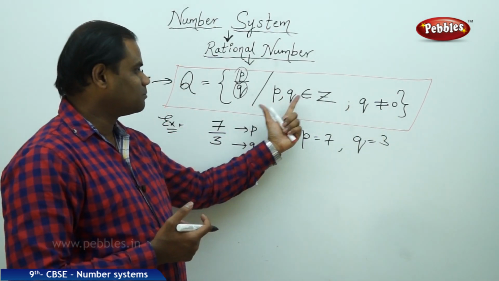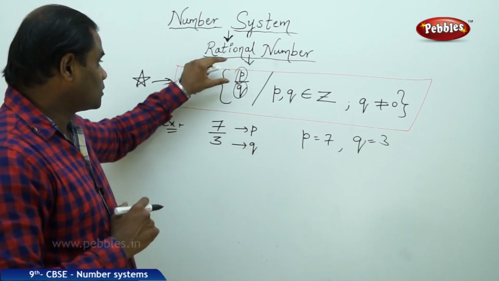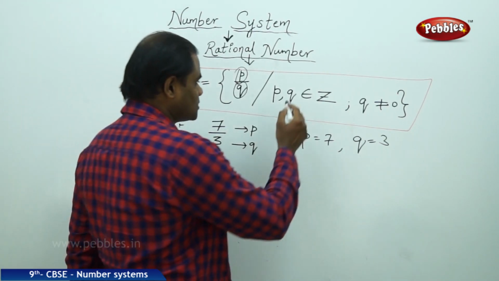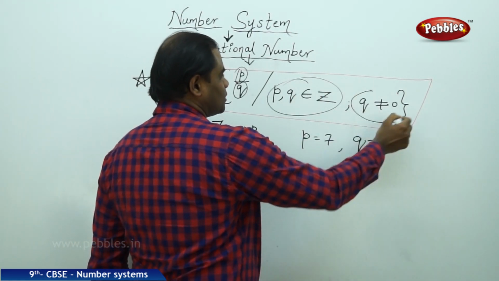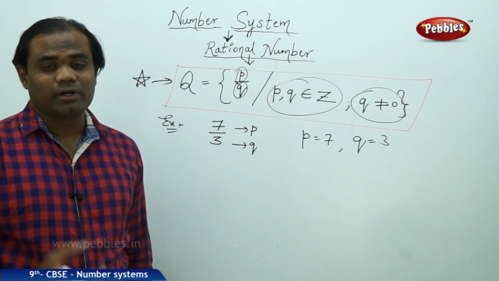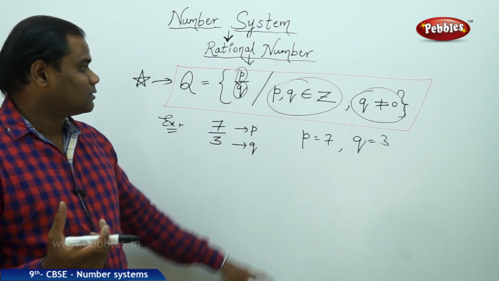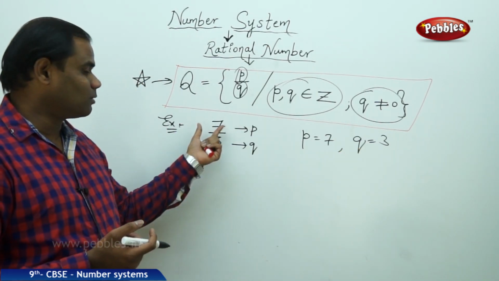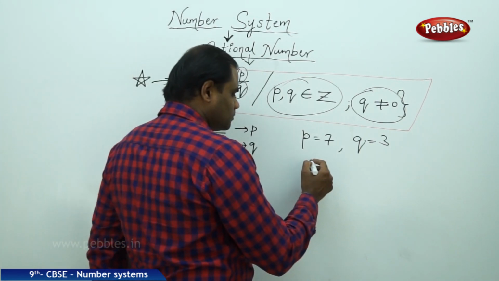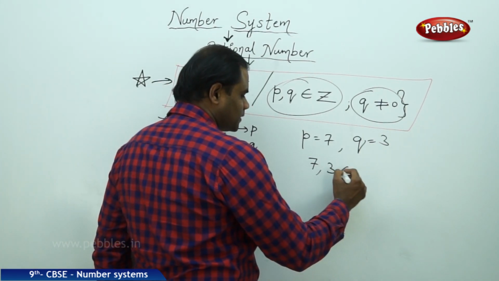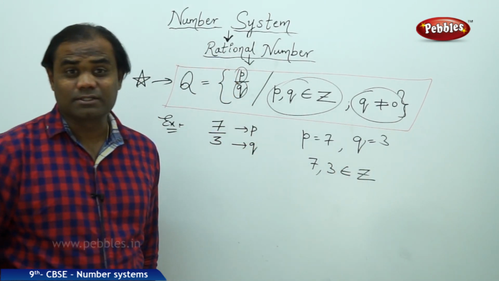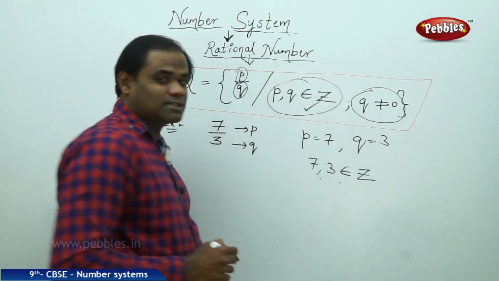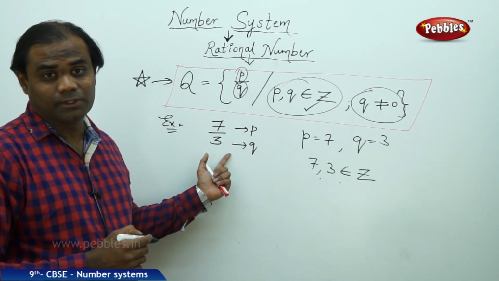Now clearly P and Q must be integers for the number written in the P by Q form to be a rational number. So this acts as rule 1 and this acts as rule 2 to identify a number to be a rational number. Rule 1 clearly states P is 7 and Q is 3 in this example 7 over 3, and clearly P and Q, which are 7 and 3, are integers, which we have discussed in the previous session. So P and Q are integers is the first test which this passes.